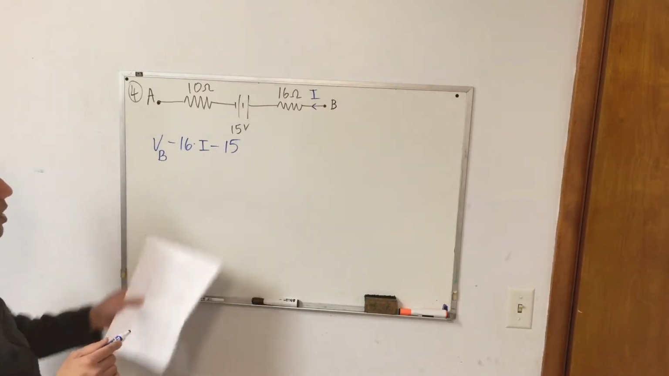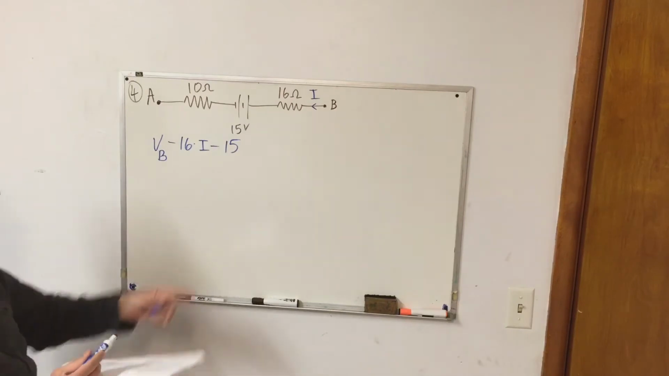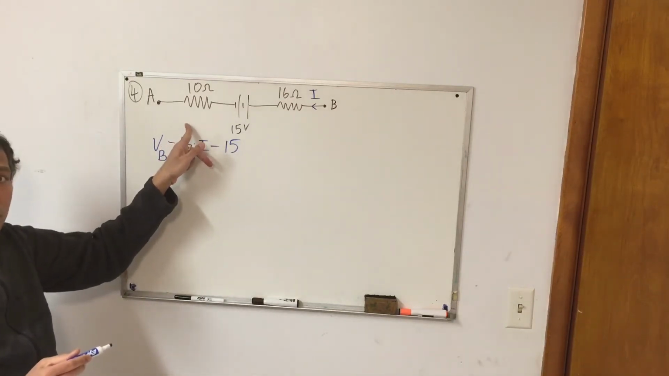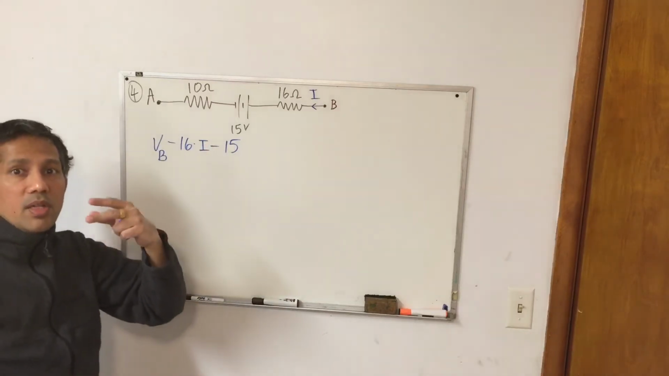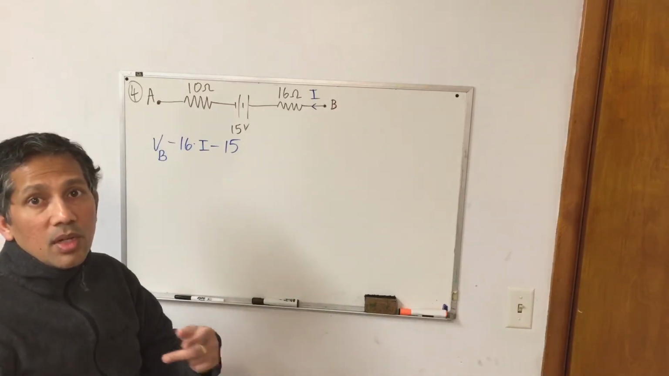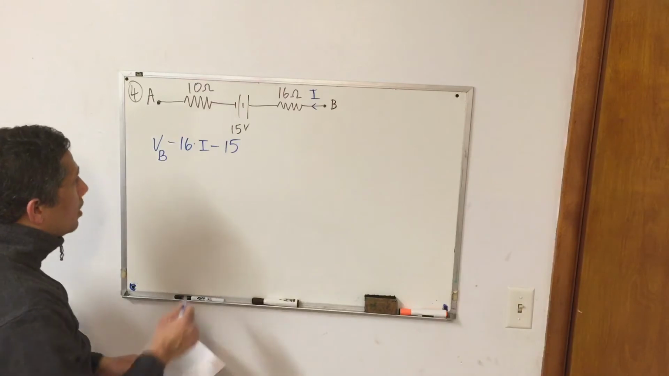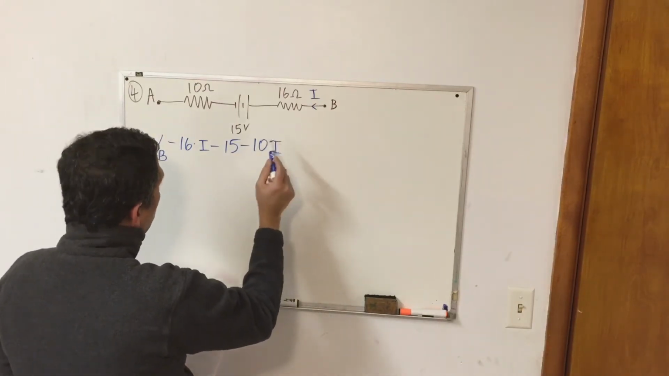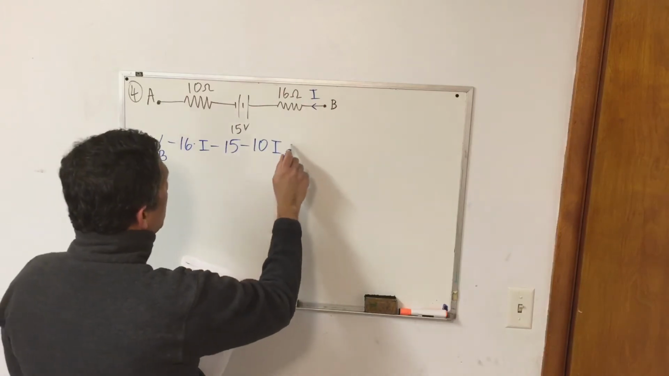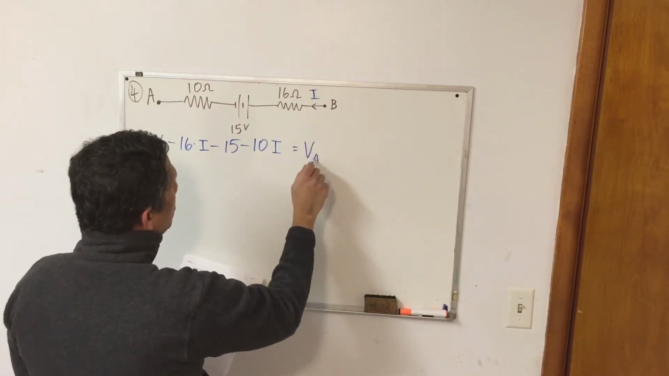And then what's the next thing I see? After the 15 volt battery, the next component I see is a 10 ohm resistor. And through the 10 ohm resistor, as you can see, I'm traveling in the direction of the current, which means that I'm going to be losing potential. So minus 10I, and then finally I arrive at A. So this should be my VA.